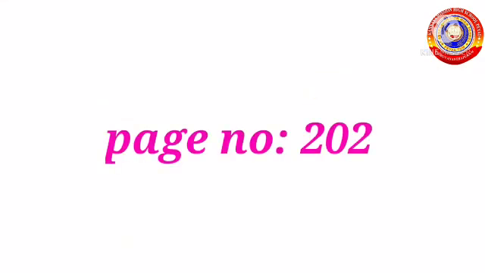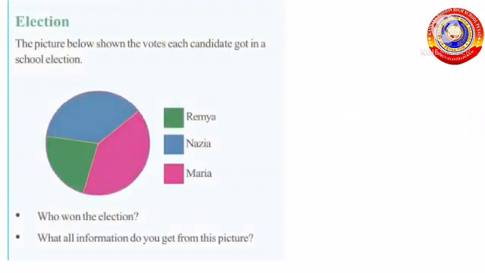Let's do an example from the textbook page number 202. The picture below shows the votes each candidate got in a school election. Here the candidates are Ramya, Nasia and Maria. Given first question, who won the election? Second one, what all information do you get from this picture?